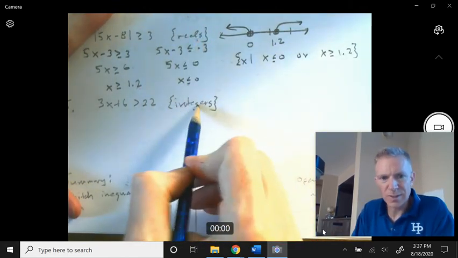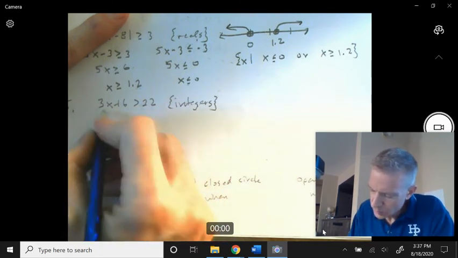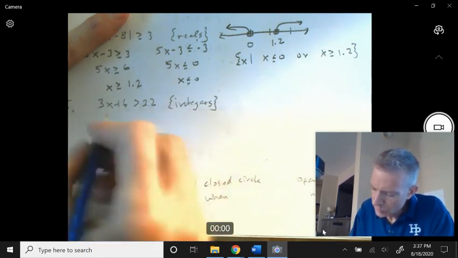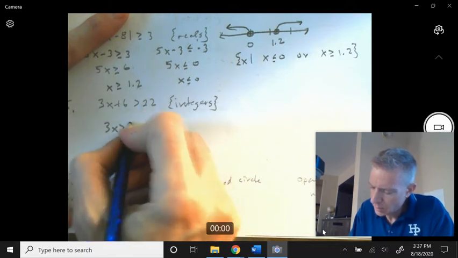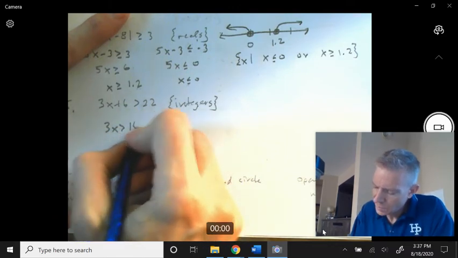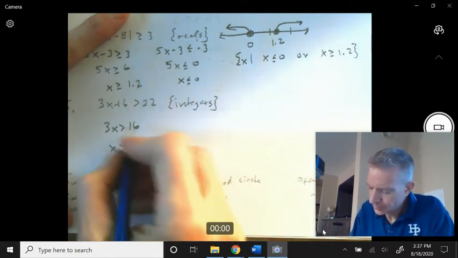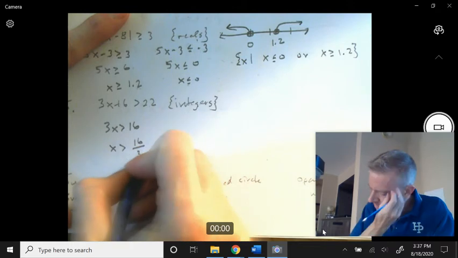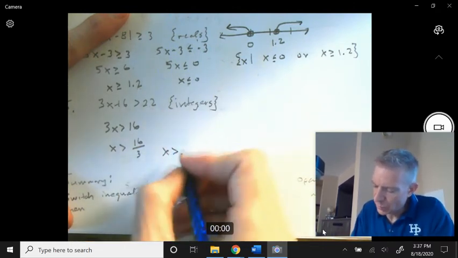This one's different, over the set of integers. We'll see what happens here. So we did 3x plus 6 is greater than 22. So you're going to get 3x is greater than 16. x is greater than 16 thirds, which is about 5 1/3.